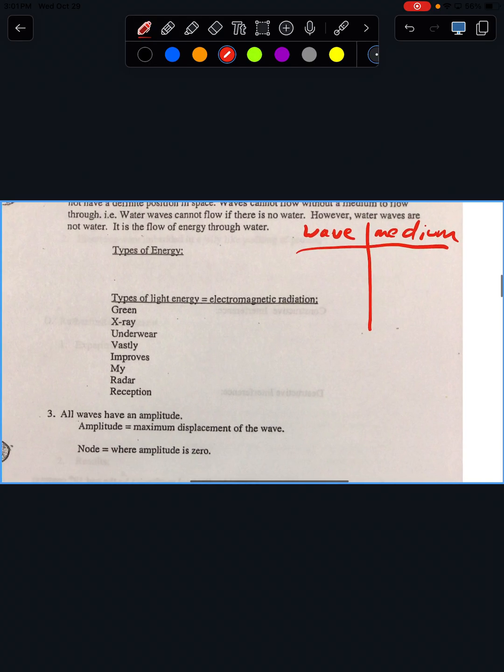So do not confuse the wave with the medium through which it travels. So, for example, a sound wave. What does a sound wave travel through? Air. Air is not sound. Air's air, but sound requires air to travel through. So if there's no air, there's no sound.